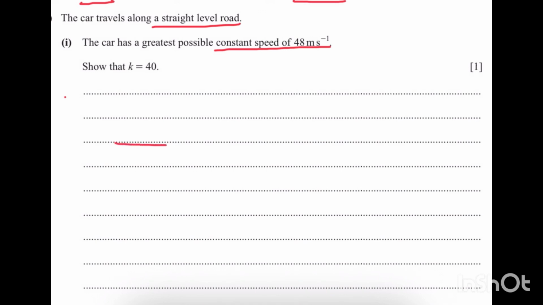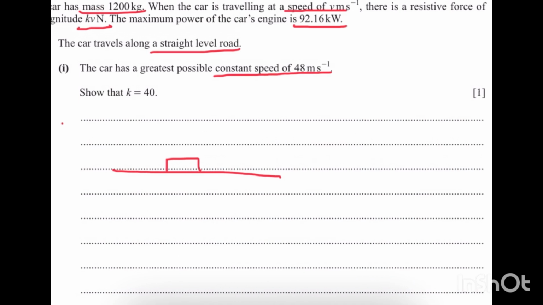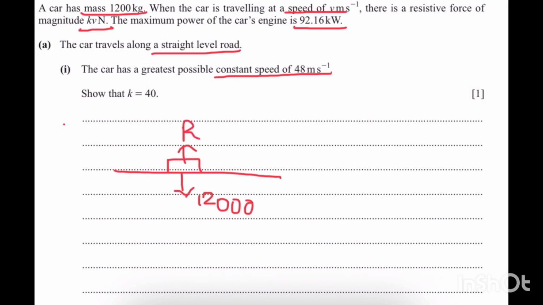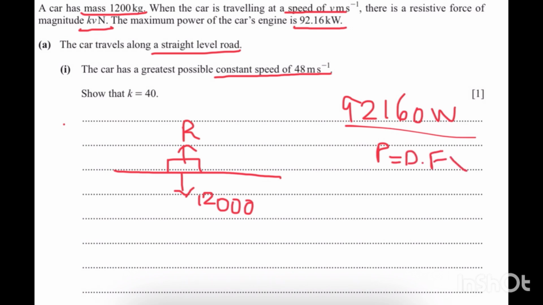So let's draw a diagram first. This is the straight level road. This is the car. It has a mass of 1200 kg, so that means it has a weight of 12,000. This is R. They have given us the maximum power of the car, which is 92.16 kilowatts, and that means it is 92,160 watts. We know that power is equal to the driving force times velocity. Now they've given us the power, 92,160, and they've given us the speed. That means we can find out the driving force.